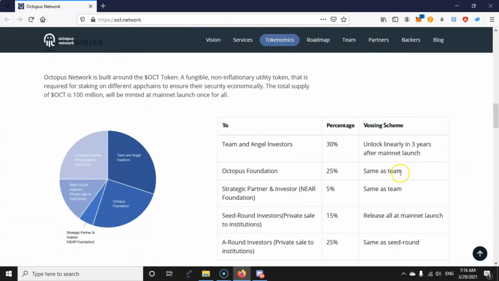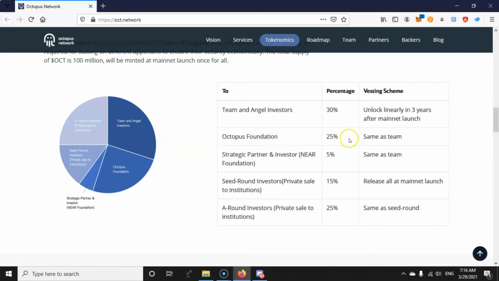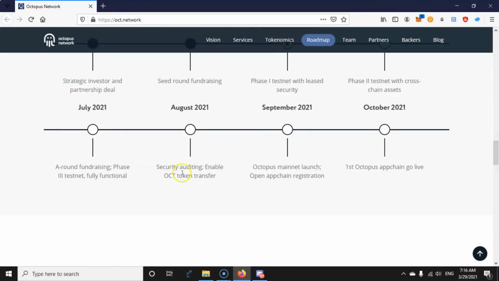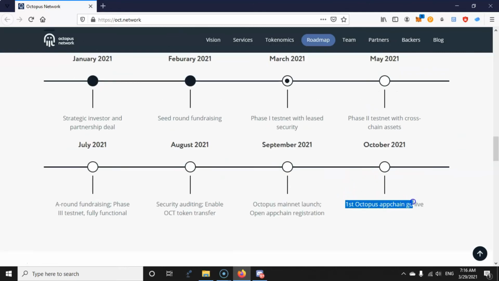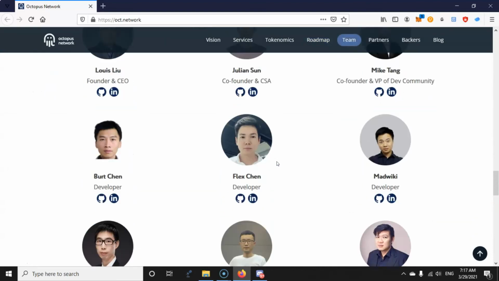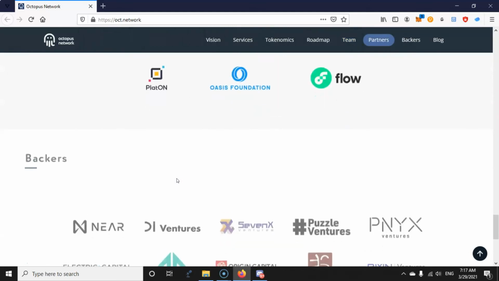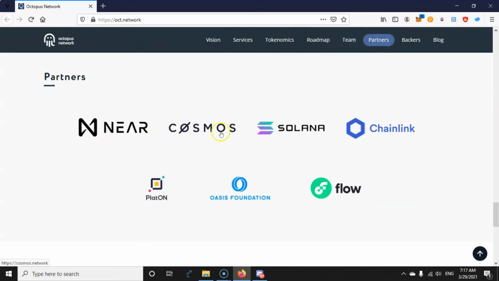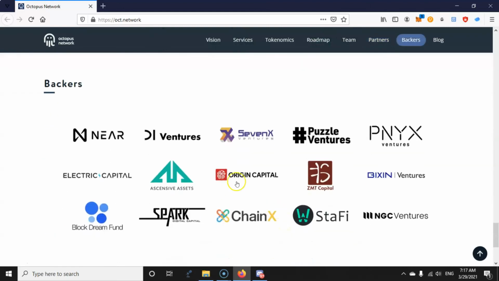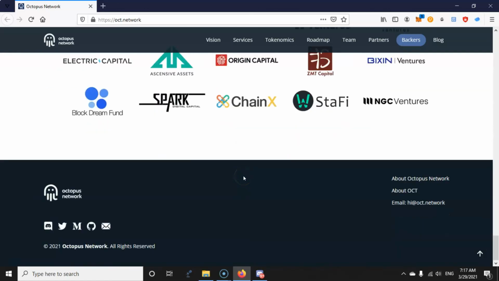This is the cryptoeconomics. You can go through it: managing investors, the amounts, support foundations, the investors, and all that. This is the roadmap, when it's going to go live first in October and then fully. And these are the team builders. You can have a look at the GitHub link there to see who they are. The partners are NEAR, Cosmos, Solana, Chainlink, Platinum, Oasis, Flow. And these are some of the backers: Electric Capital, Chainers, and all that. So you can get a feel of every other thing.